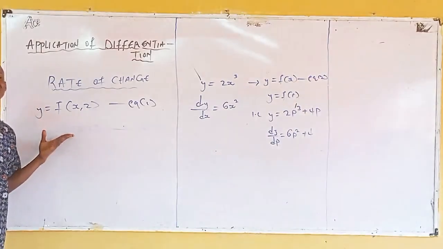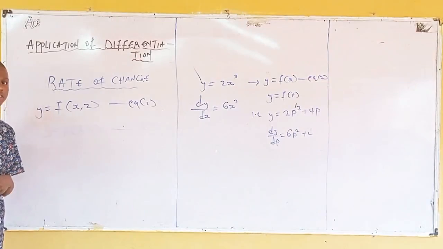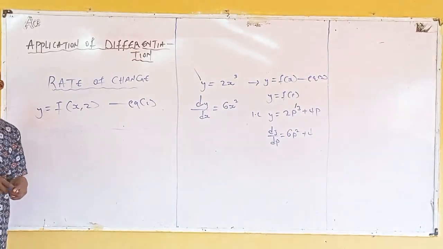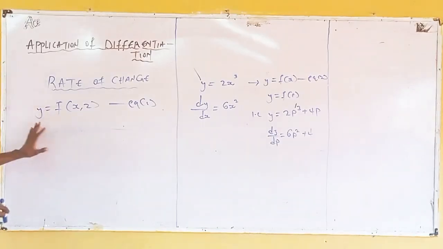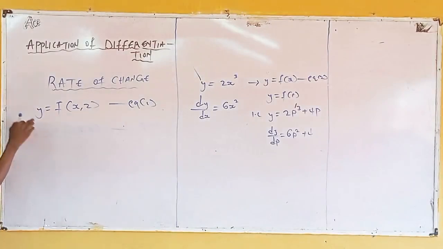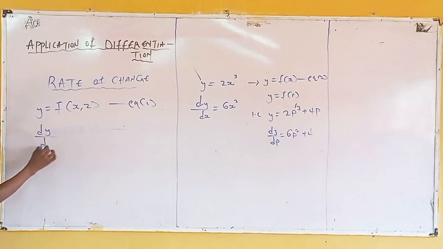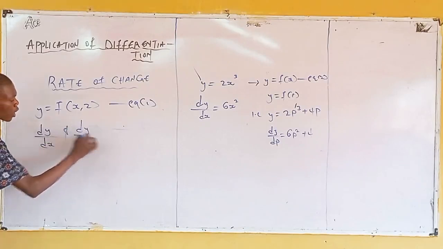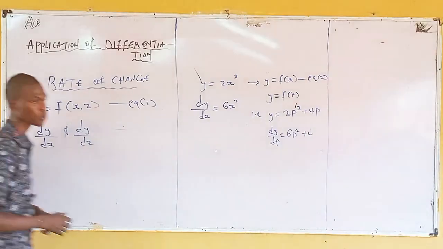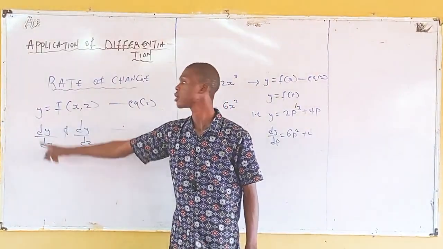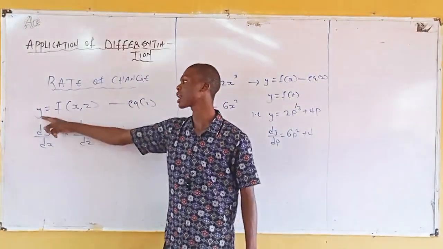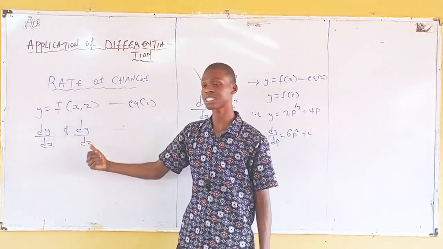This having two variables doesn't mean you can't find the derivative. You'll be able to find the derivative, but the idea will just change. And that's what we call partial differentiation. Are you getting it? What it means is that your derivative, in this case, you have dy over dx and dy over dz. Agreed? Yes or no? From here, I can differentiate y with respect to x. I have my first derivative. From this same equation 1, I can differentiate y with respect to z. I have my second derivative.